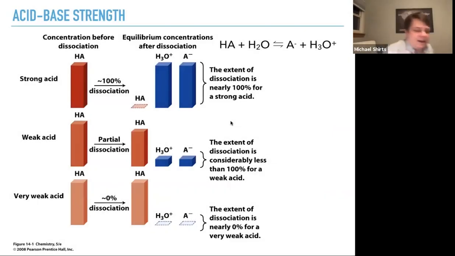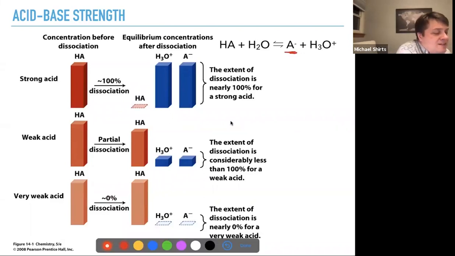So acid-base strength, we talked about this as a chemical equilibrium. Not all acids donate protons the same amount. So a strong acid, you do get 100% dissociation. You start out, before you dissolve it in the water, it's all HA, and in water it dissociates until you have essentially no HA. What you have is almost entirely A minus, the conjugate base of that acid, and H3O plus. So the extent of the dissociation is nearly 100% for a strong acid.